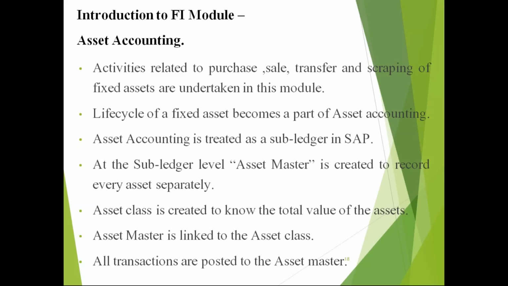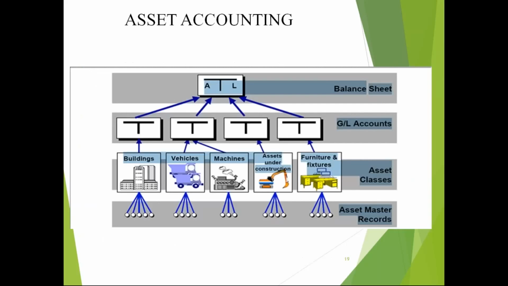Activities related to purchase, sale, transfer and scrapping of fixed assets. So in one way, what we are trying to understand here is the whole life of the asset. The life cycle of a fixed asset becomes a part of asset accounting. Asset accounting is also treated as a subledger. But when we say subledger, there are some new things which come here. Let me take you to the next slide.